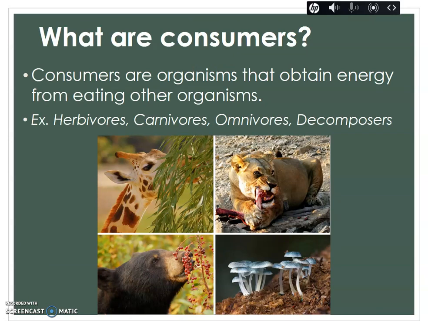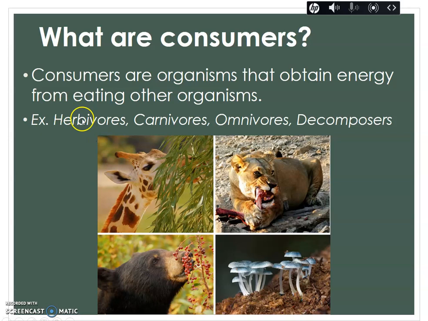Okay, so what are consumers? Consumers are organisms that obtain energy from eating other organisms. So you're a consumer, you have to eat something, right? Plants don't have to eat anything for energy, so they are not considered a consumer. They're a producer, right? They produce the energy that we eat. But consumers are those that actually have to eat something other than themselves. So they have to eat other organisms.